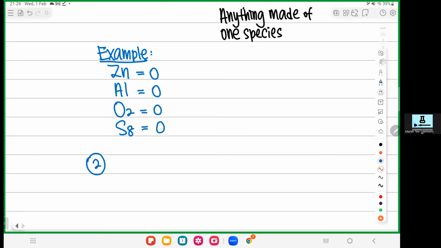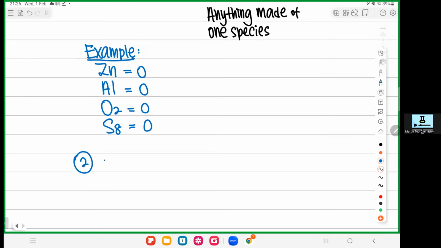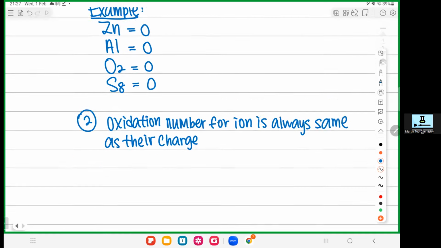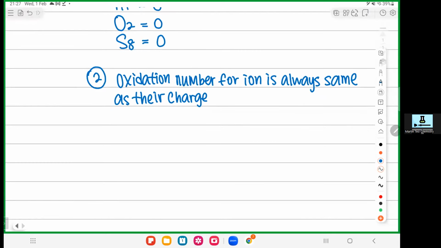Okay, rule number 2. Oxidation number for ion is always the same as their charges. Okay, so what is ion? Anything got charge. So if anything got charge, the oxidation number is exactly the same as their charge.